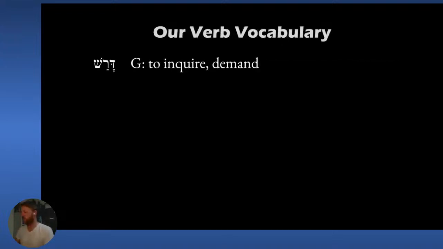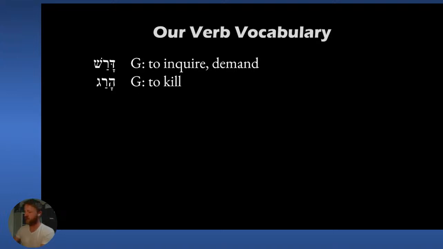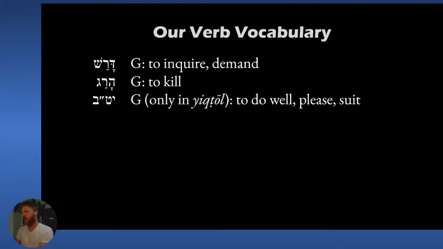Okay, so with that, we are going to just look at the vocabulary, and I'm going to label Kal with a G for the Grundstamm, or whatever it's called, and the Hiphil with an H for Hiphil. G for darash: to inquire or to demand, to seek, like lidrosh et Adonai, to seek the Lord, to inquire of the Lord. Harag, haragti, haragta, harag, harga, haragnu. We can add these endings: darashti, darashta, darasht, darash, darsha, darashnu, drashtem, drashten, darshu. We can add the endings to create the tenses. Harag, to kill, means he killed.